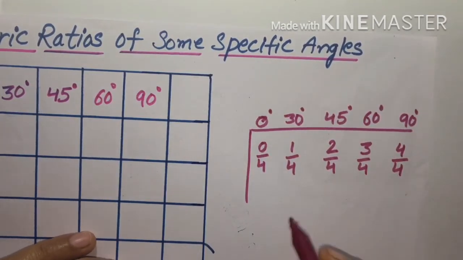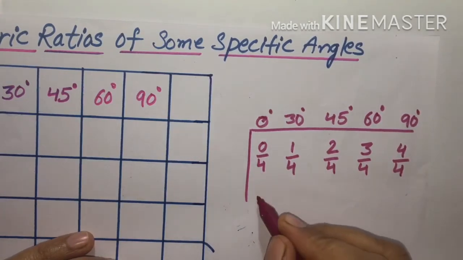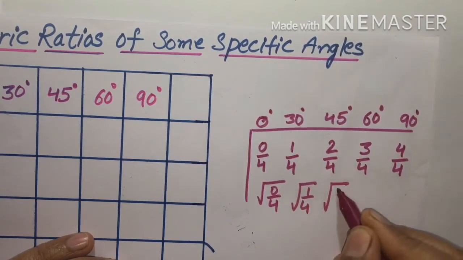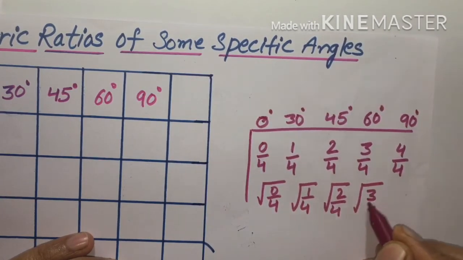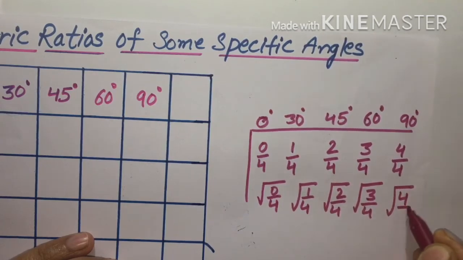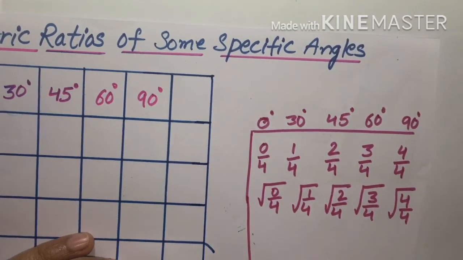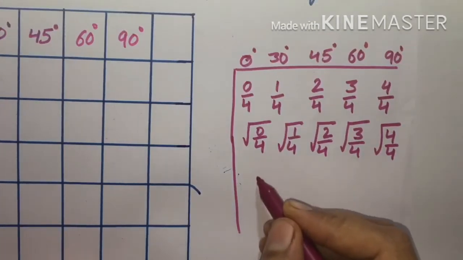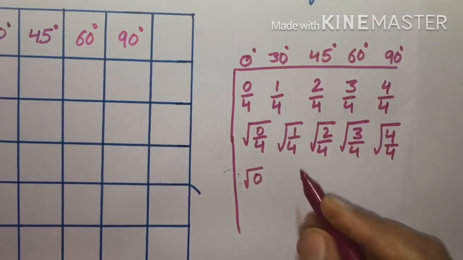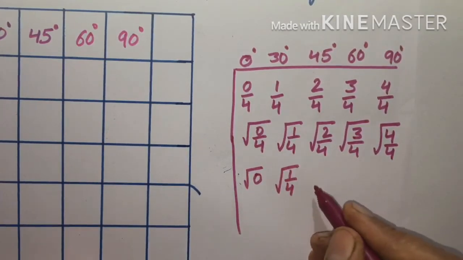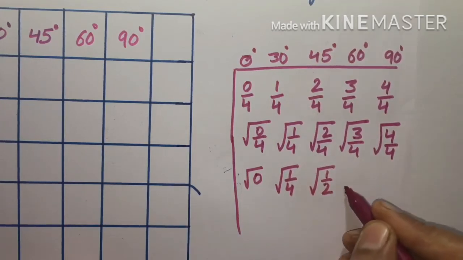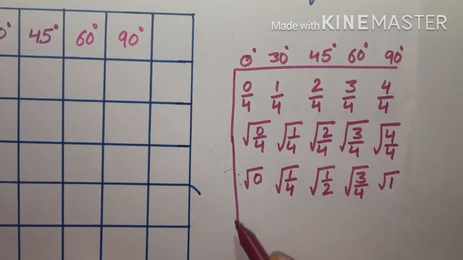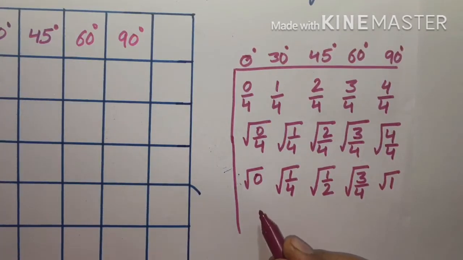After writing 4, we will put a root on these numbers. So it will be like this. After putting the root, we will solve these. We will write them in the simple form. So this will become root 0, this will remain the same, this will be 1 upon 2, this will remain the same, and this will be root 1. After this step, we will solve the roots.